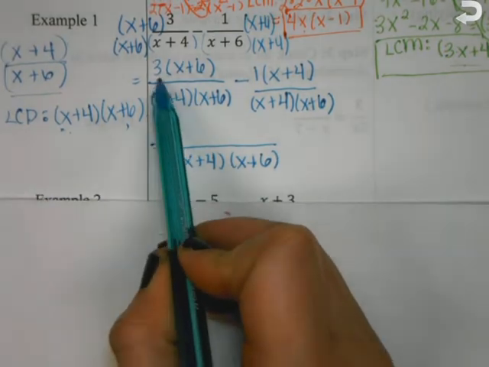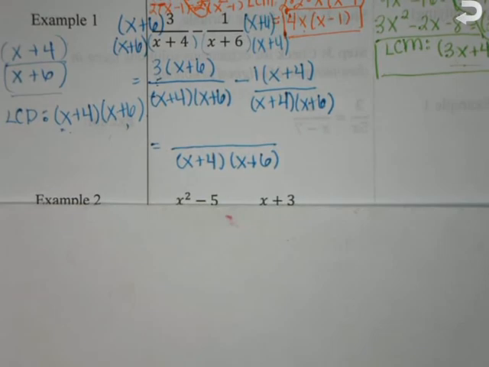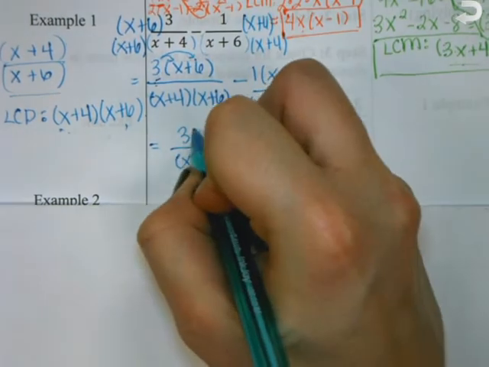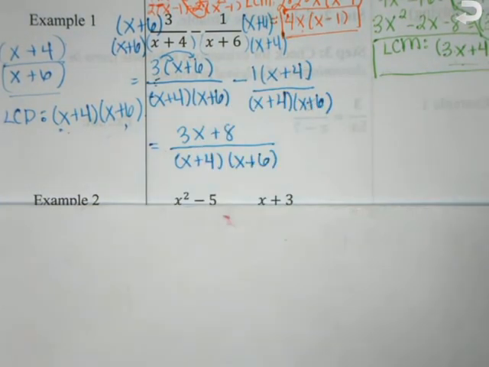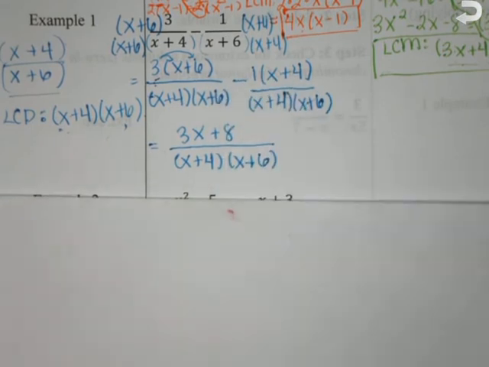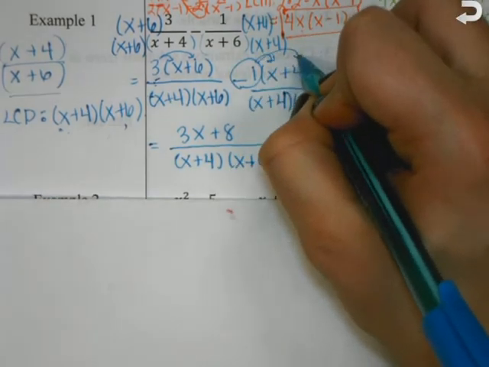3 times x plus 6. What am I going to do with that, guys? So this is 3x plus 18. And then this one right here, I have minus 1 times x plus 4. What am I going to do there? Distribute the negative 1, yeah. So you're going to distribute that whole negative 1. So that's minus x minus 4.